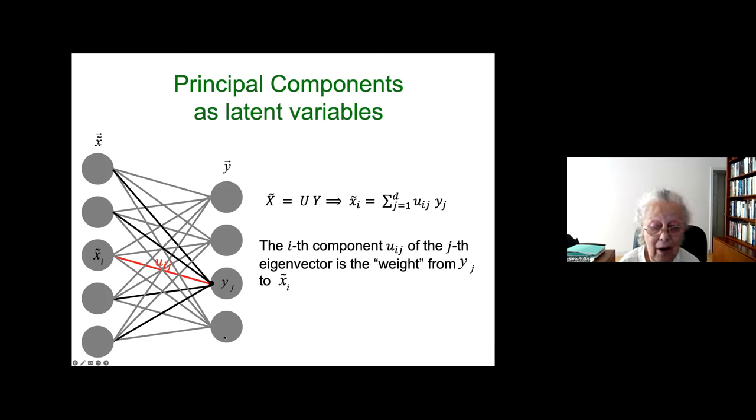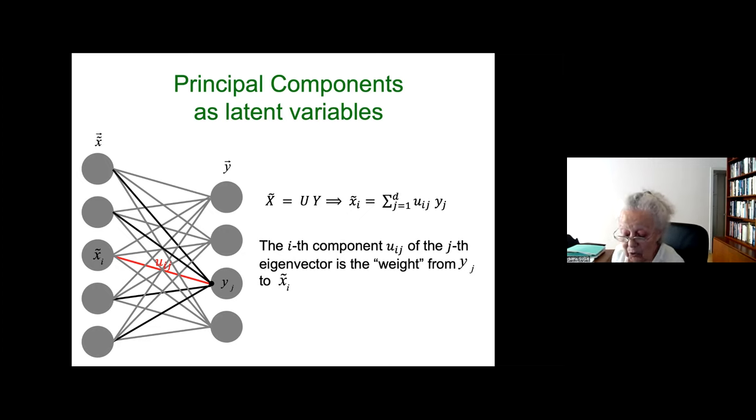So if I know the Y, so let's say these are the Ys, and I've done some dimensionality reduction, so the vector Y has fewer components than the vector X. So I have here a component yj, a component xi, and then the xi can be obtained by a linear combination uij yj, where uij is the ith component of the jth eigenvector. So uij is a weight that goes from the latent variable y to the actual observable variable x.